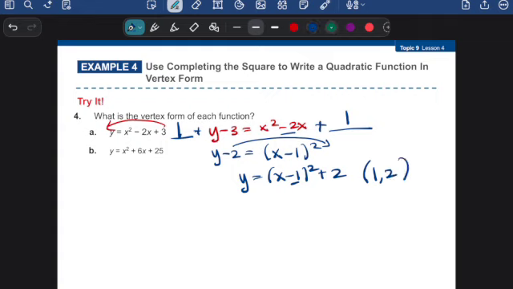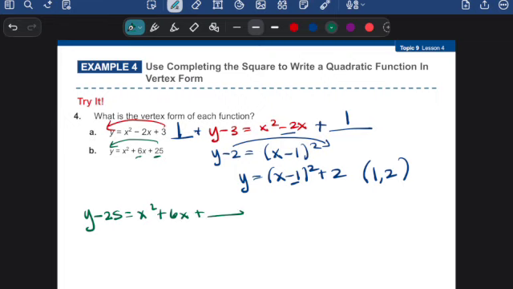All right, let's do part B. I want to move that constant. It might look like a perfect square trinomial because 25 is a perfect square, but if I do 5 plus 5, I do not get 6x. So that's not a perfect square trinomial. I need to move it out of the way. That means I'm going to have y minus 25 equals x squared plus 6x.